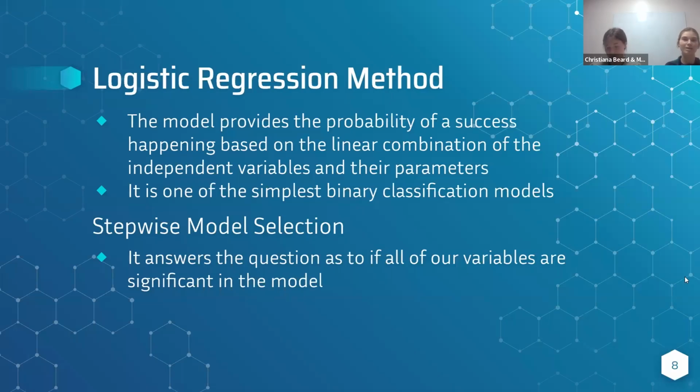Okay, so the first method that we tested was logistic regression. Basically, the model provides the probability of a success happening based on the linear combination of the independent variables and their parameters. The reason why we looked into this method is because it is one of the simplest binary classification models.